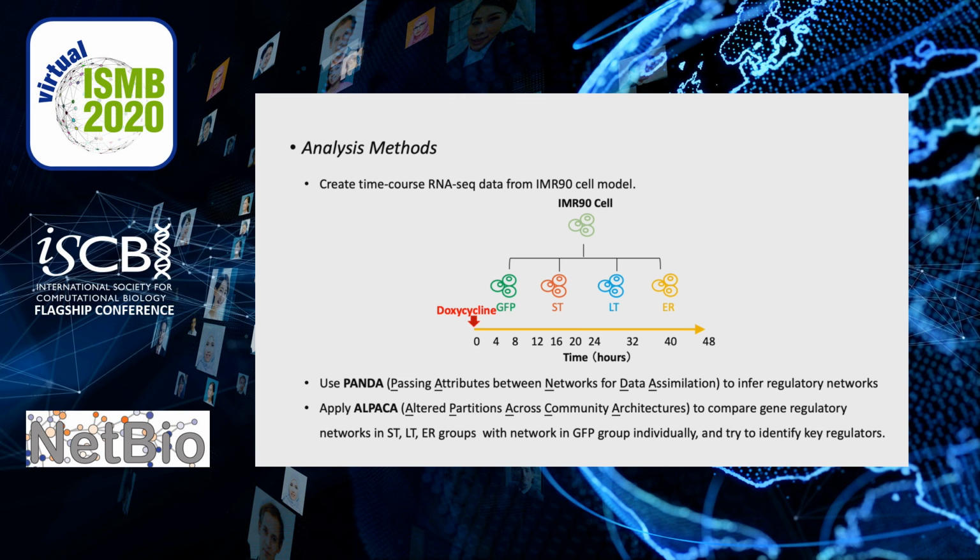To gain insight into the mechanisms of the activation of neuroendocrine markers and programs in the process of the IMR90 cells to Merkel cell carcinoma transition, we used our samples to infer a cell line-specific transcriptional network using the algorithm PANDA to detect the changes in the activities of transcription factors. We also applied the algorithm ALPACA to identify the genes and transcription factors that potentially drive the IMR90 cells to Merkel cell carcinoma transition.